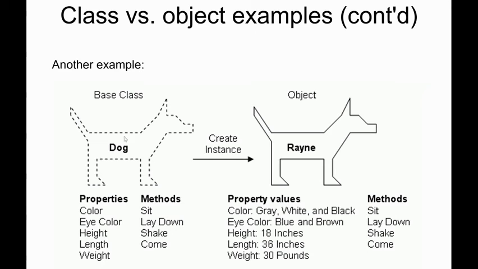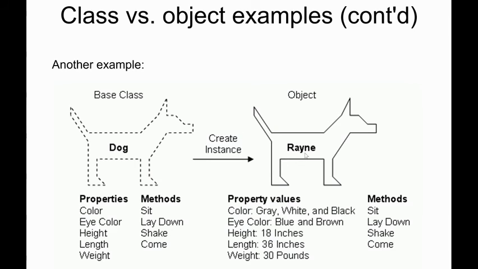Here's another example. It looks like we've got a dog. So a base class might say the dog should have these properties. We should know its color, its eye color, its height, its length, its weight. But these are the things that it should do. These would define the methods. The dog could sit, lay down, shake, and come. That is how the class defines what properties and methods, or state and behavior, that a dog should have.